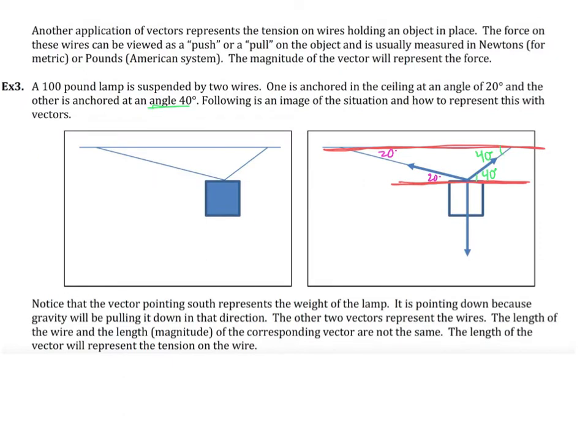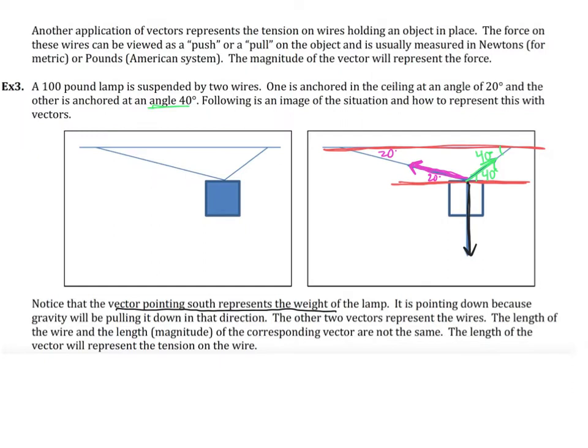So here's an image that represents this. We have our two vectors here representing the wires that are holding up the heavy chandelier. And then you have this vector going straight down. So I believe that's what it talks about down here. It says, notice that the vector pointing south represents the weight of the lamp or the chandelier. It is pointing down because gravity is pulling it down, right?